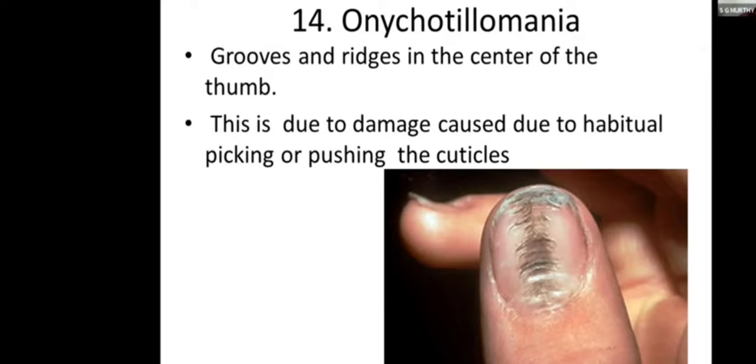So this is a sign of a little stress or psychiatric problem or something, where this damaged nail is because of the person rubbing or habitual picking, pushing of the cuticles. That is what it is.